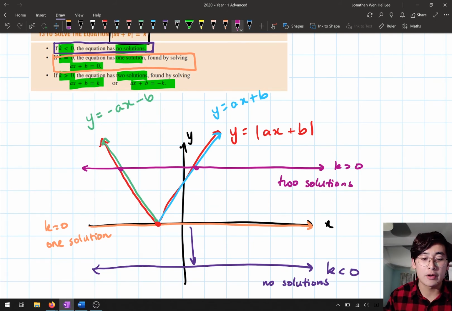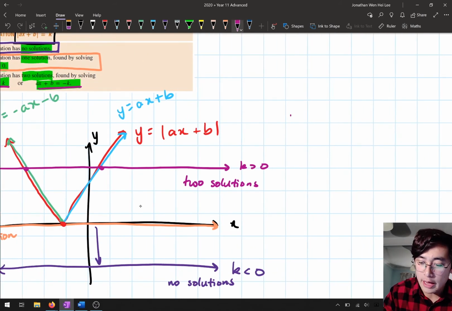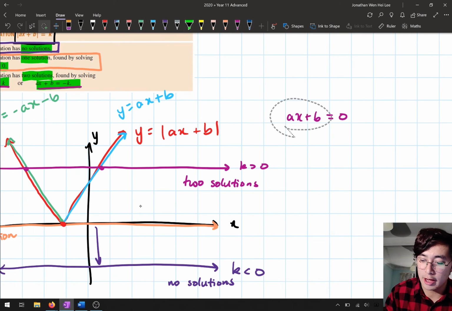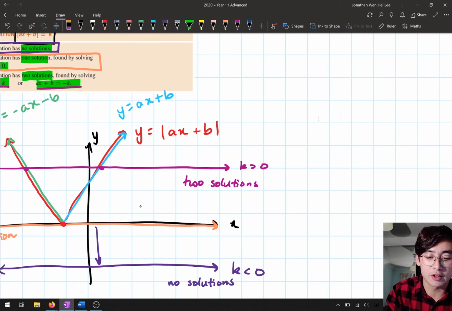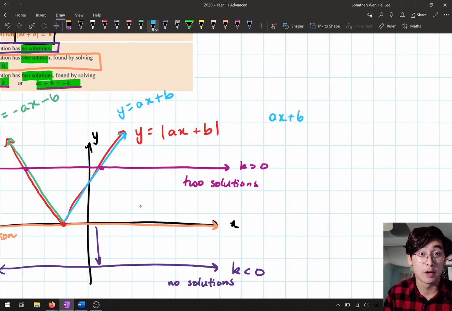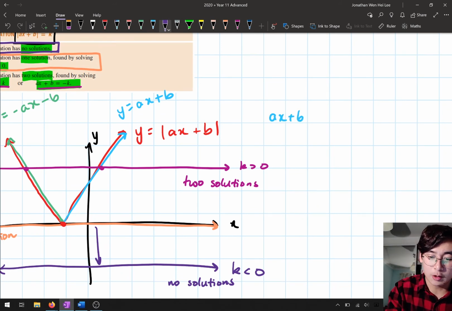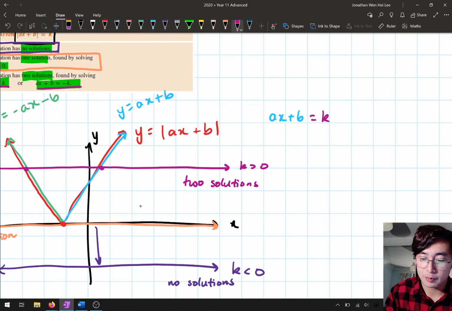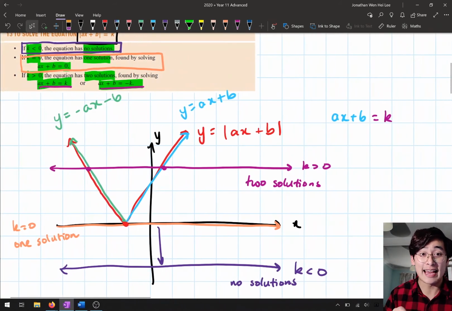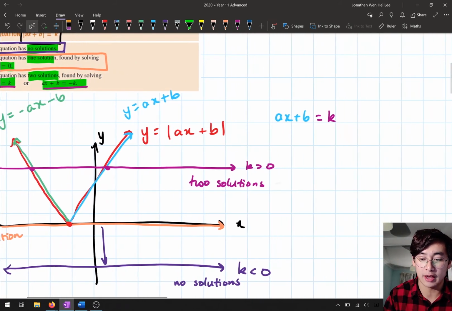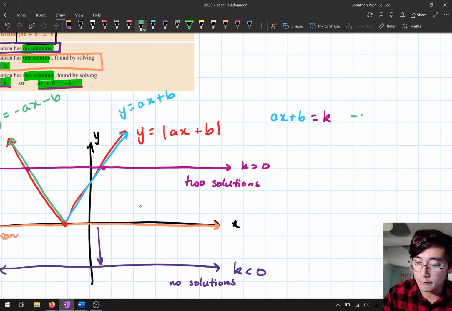And the reason we're solving these two equations is because we're solving for ax plus b, which is my light blue line. Actually, let me try that again. We're solving for two bits. We're solving for ax plus b, which is that light blue branch, and that's equal to k. But we're also solving for negative ax minus b equal to k as well. So here, we're solving these two equations.